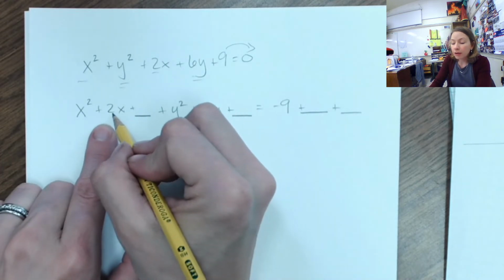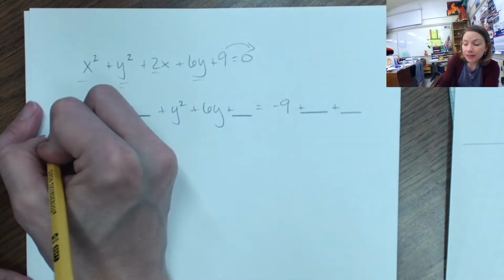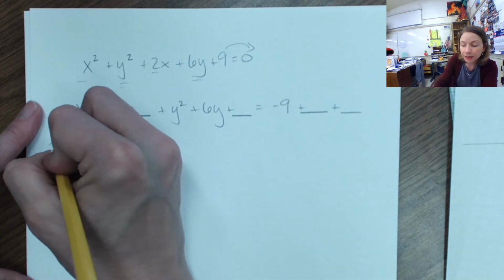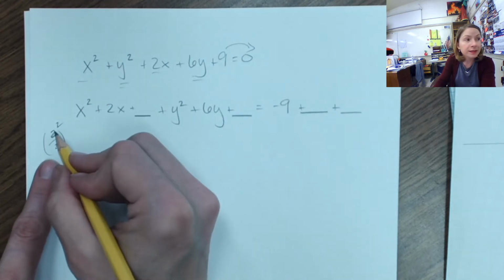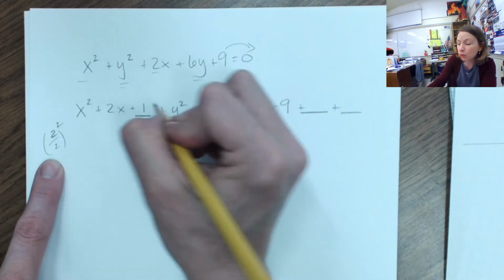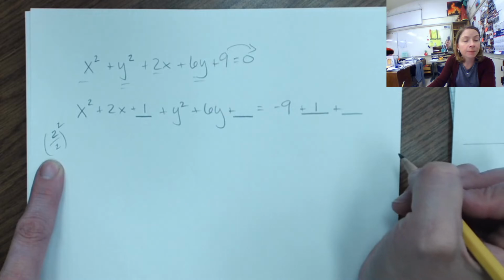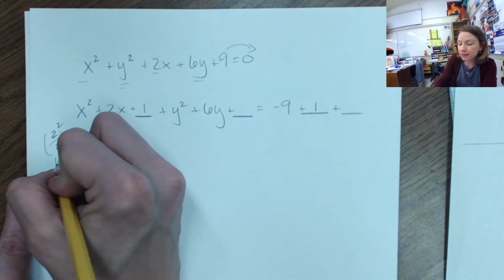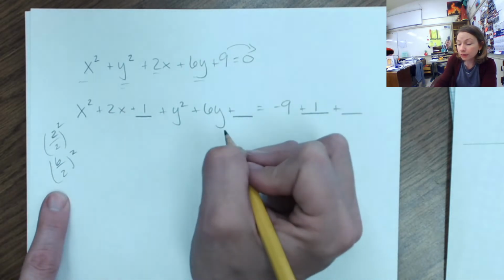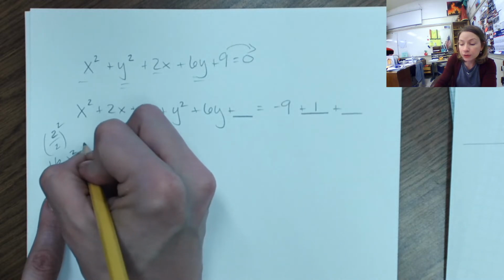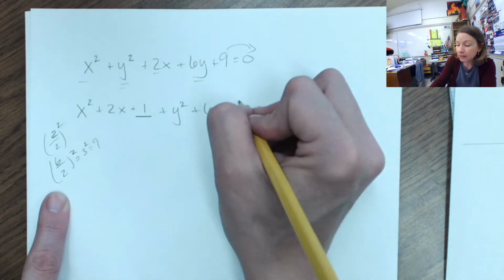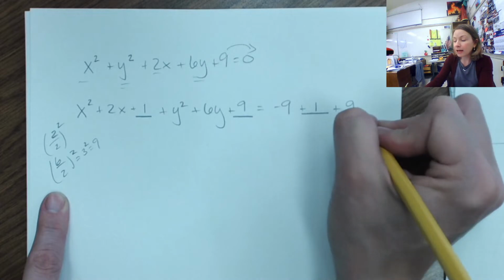So here, remember, if I'm completing the square, I take b divided by 2 and then squared. So that's going to be a 1 squared. So I add 1 to the other side. Here, I've got 6 divided by 2 squared. That's going to be 3 squared, which is 9. So I've got a 9 and a 9.